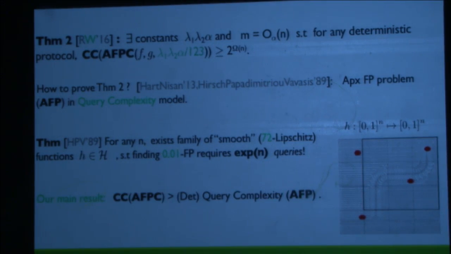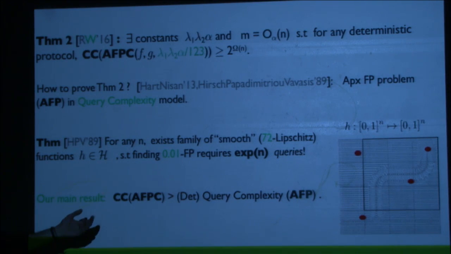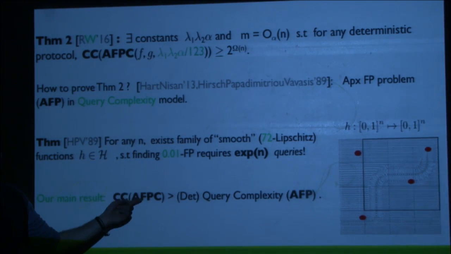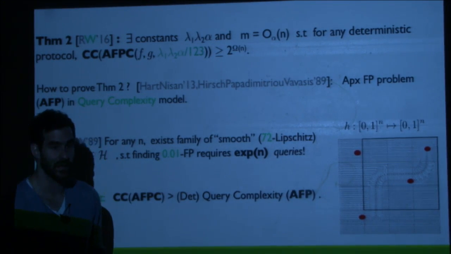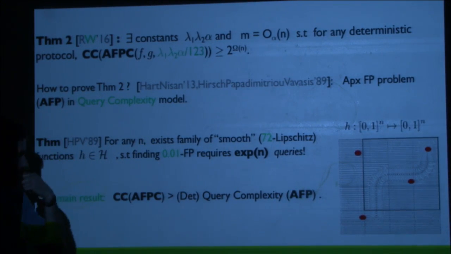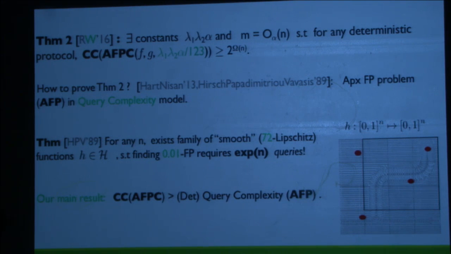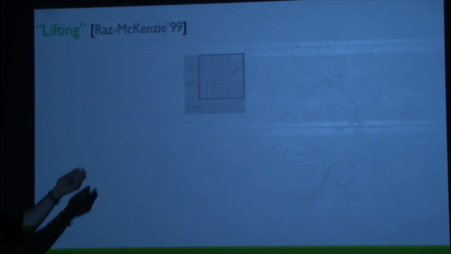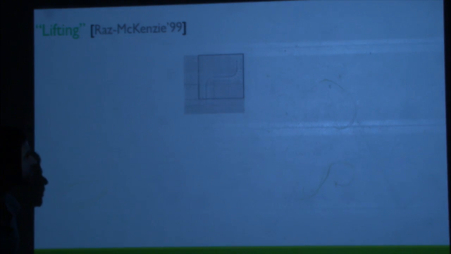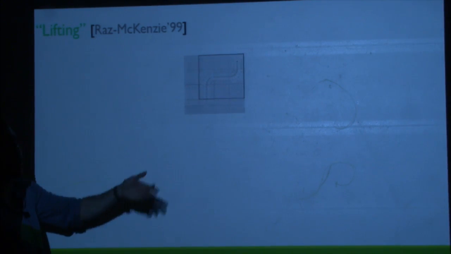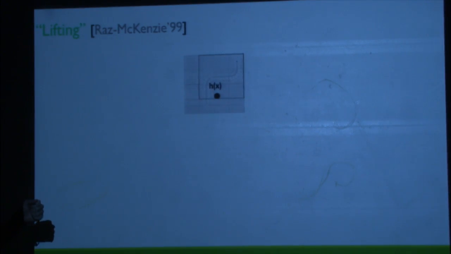Okay, and our main result is that the communication complexity of approximate fixed point with these parameters is at least the deterministic query complexity of this problem. I guess to this audience it's not so surprising anymore, given the recent techniques. Of course, the technique we use is lifting the query problem to a communication problem. I probably won't spend a lot of time on it because this audience is probably familiar with it.